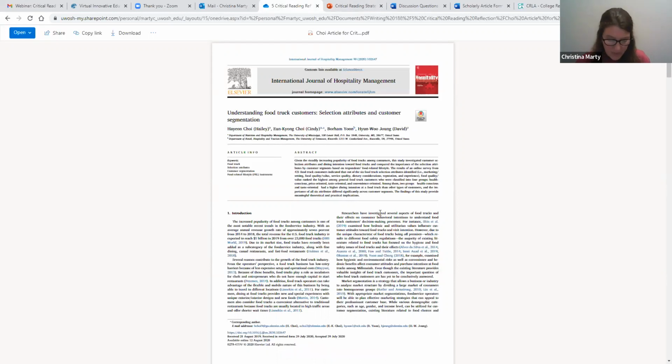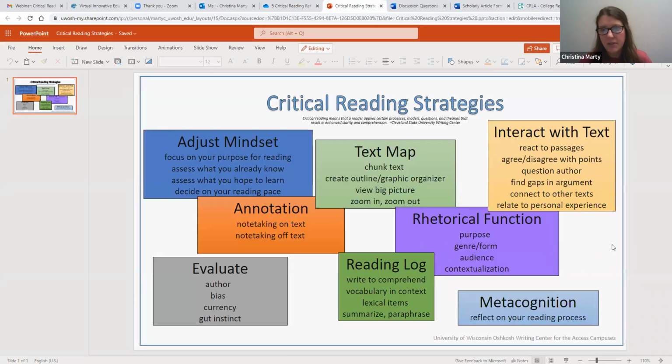And again, what I'm sharing with you today is just the footprint, I guess, of an exercise that I take them through in allowing them to practice different critical reading strategies. And I think that's all I have right now. Do we have questions?